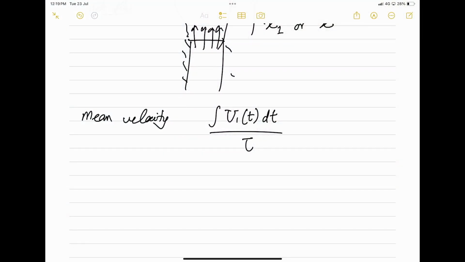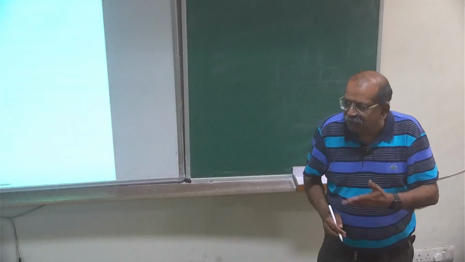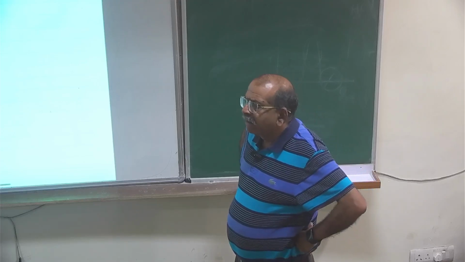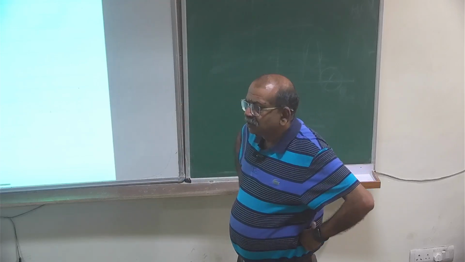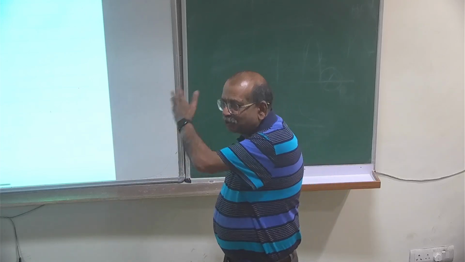So we will use the symbol, this angled bracket for mean. There are two symbols used, one is an over bar and one is the angled bracket. We may use both. Yes, it's a function of x. It won't be a function of t because you are integrating over time.